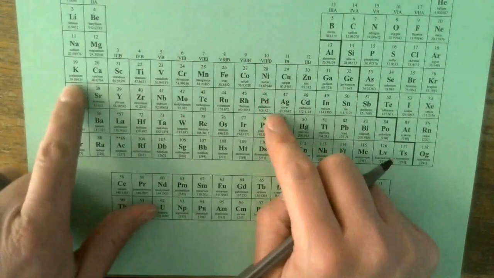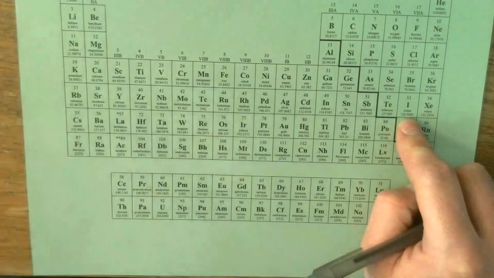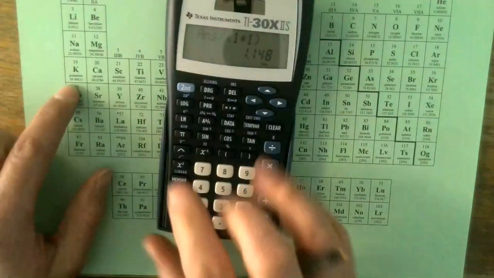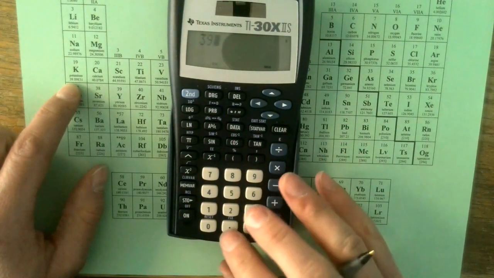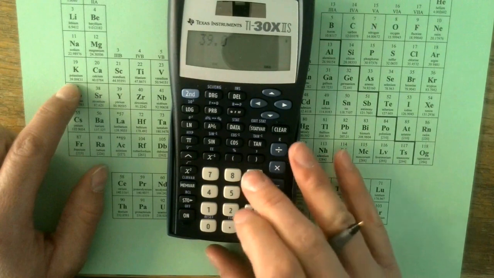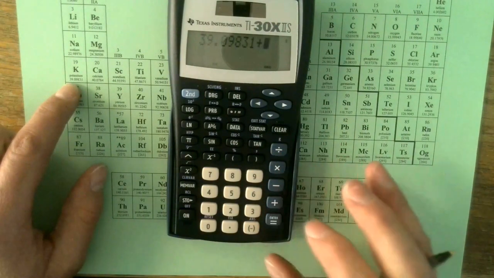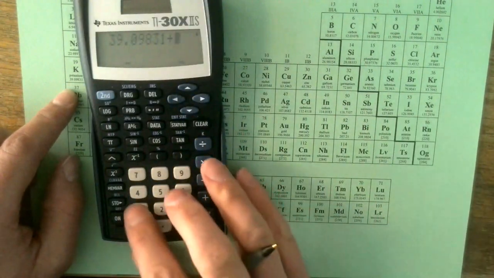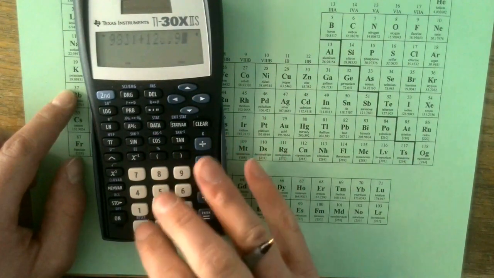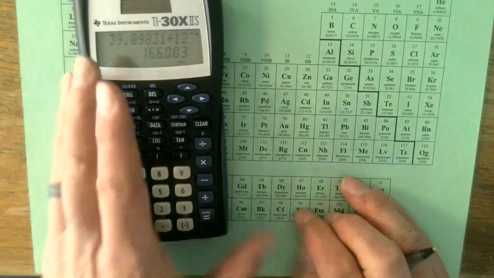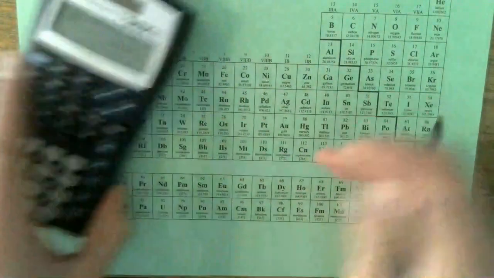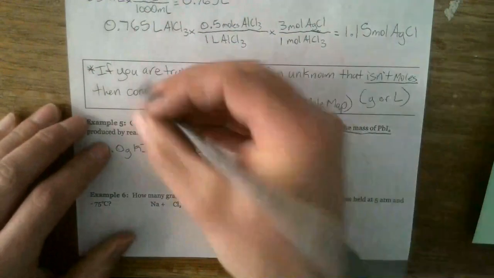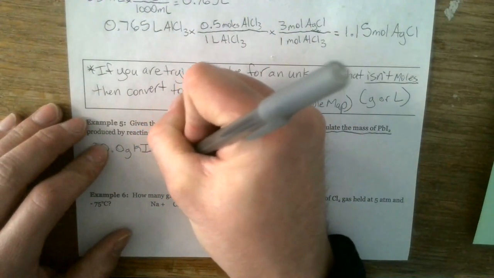So we've got KI here, potassium right here, iodine right here. So potassium has a mass of, I know you guys probably can't see it, maybe look at your own periodic tables. That's going to be 39.09831 plus iodine is 126.9045. So that gives us 166.003. So we can just round that to 166.0 grams.